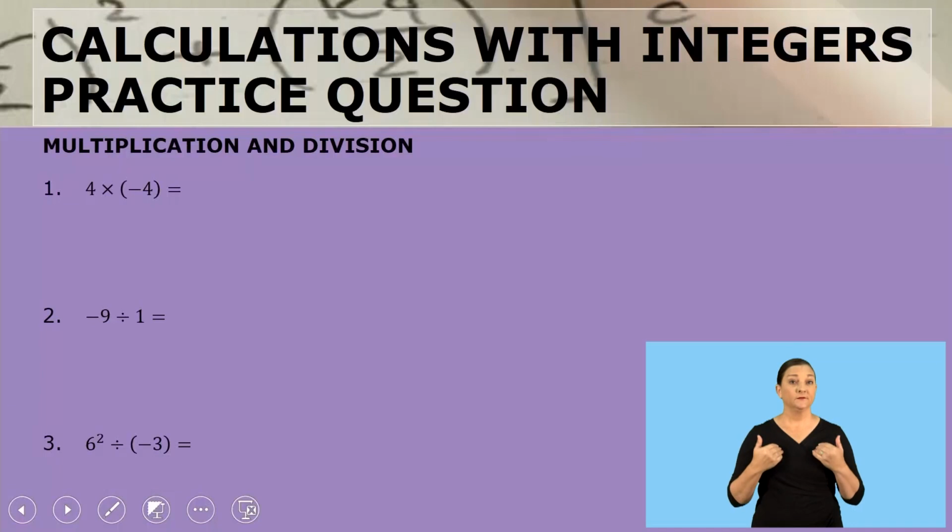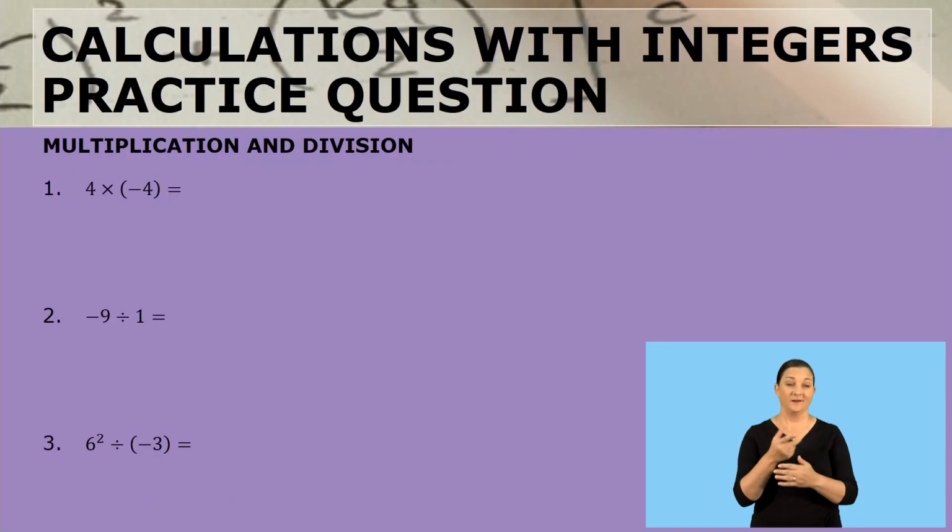So we are going to start with multiplication and division. Remember, we are working with integers. This means that we are working with positive numbers, we are also working with negative numbers. And we need to know that if we multiply or divide either two positive numbers, or two negative numbers, or a positive number and a negative number, what the answer will look like.